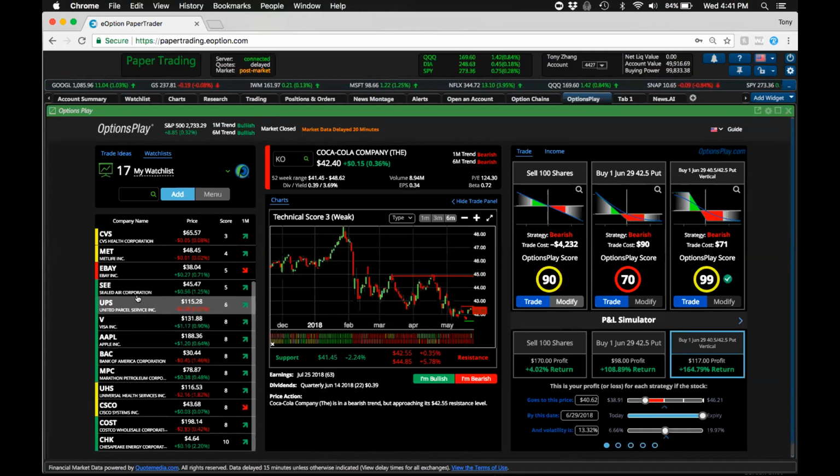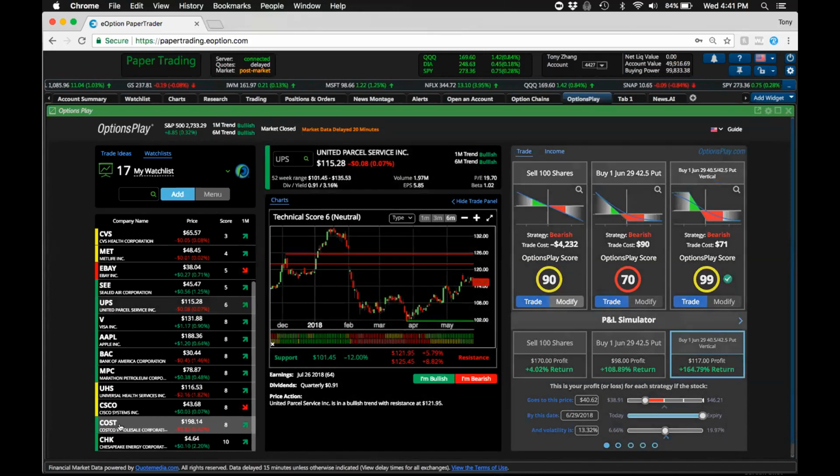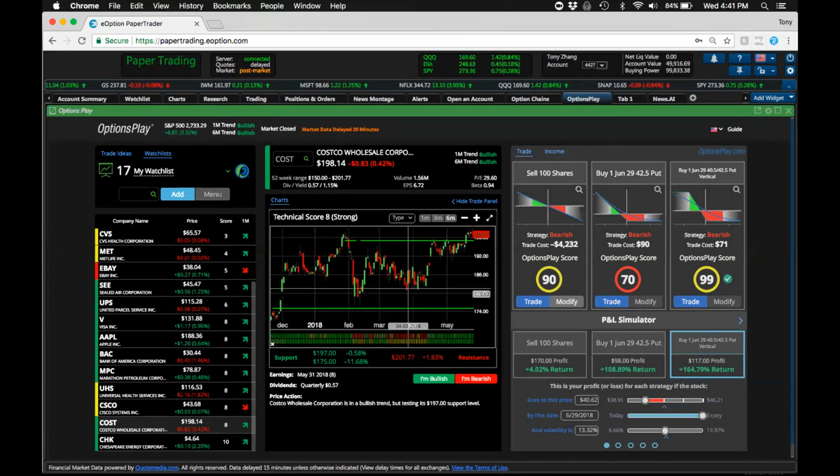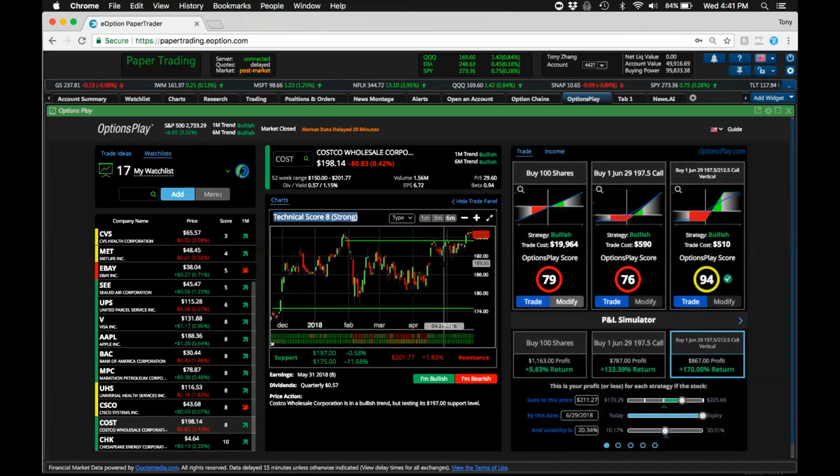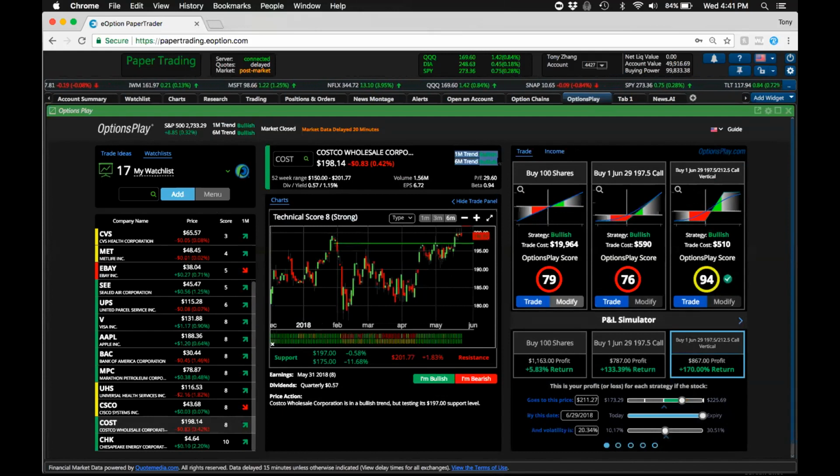So let's just take a look at a few other ones. Let's look at maybe Costco. Costco, as you can see, strong technical score, a score of 8, telling me this is outperforming the overall market, and the 1 month and 6 month trends are bullish. So this is telling me this stock is trending higher and it's currently outperforming the market. These are the types of stocks that I'm looking for if I'm a trend follower.